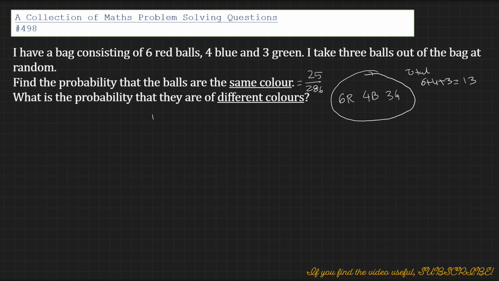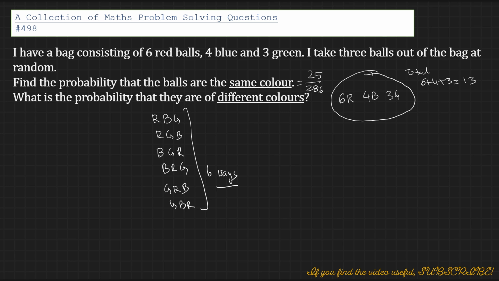So they could be a red, blue, green, or a red, green, blue, or they could be blue, green, red, blue, red, green. Or they could be green, red, blue, or green, blue, red. So total of 6 ways you could do that.